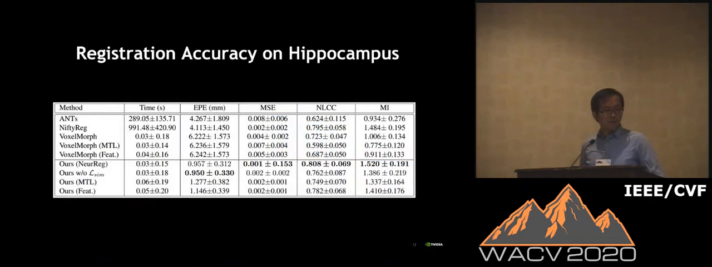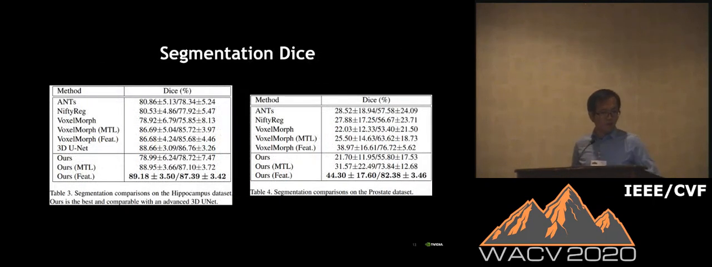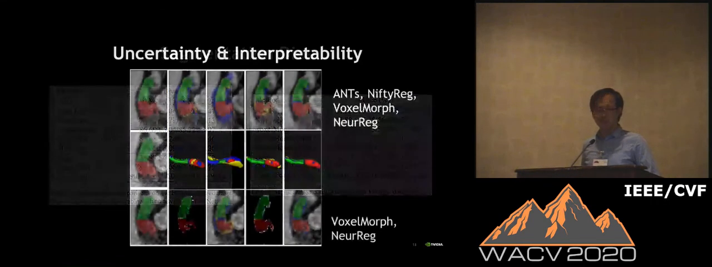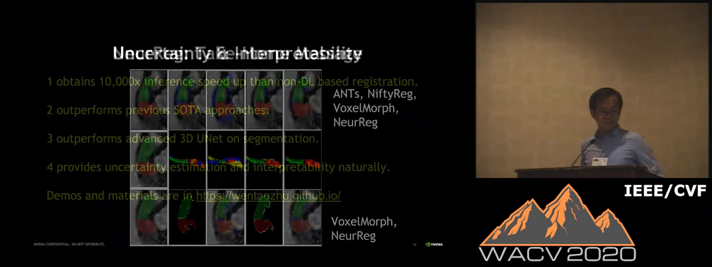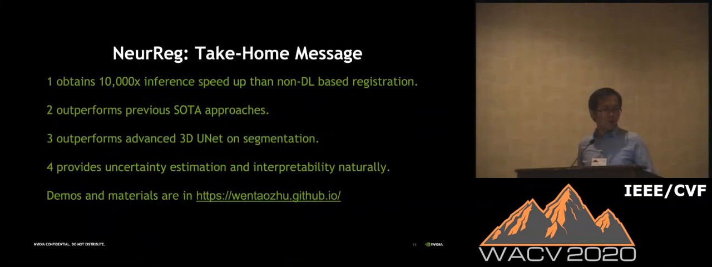You can see on the hippocampus dataset, our method provides the best registration performance, and we also get the best segmentation performance. It is even better than the UNet. The registration-based segmentation can provide uncertainty estimation and interpretability naturally. So in this work, we propose NeuralReg, and it obtains 10,000 times faster inference speed than other registration methods. We also get the best registration and segmentation, and it can provide uncertainty estimation and interpretability naturally.